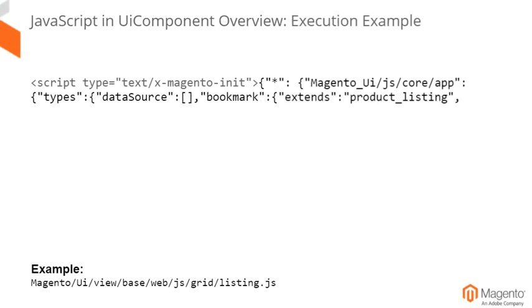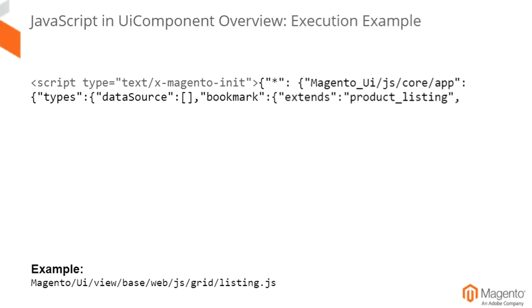This code from Magento UI View Base Web JS Grid Listing.js is an example of the listing component's JavaScript. This is a small portion of the product listing UI component's execution script from the product's grid page. Please take the time to visit that page and examine all the related JavaScript and its structure. You will notice it is a huge amount of JavaScript, including both data and configuration.